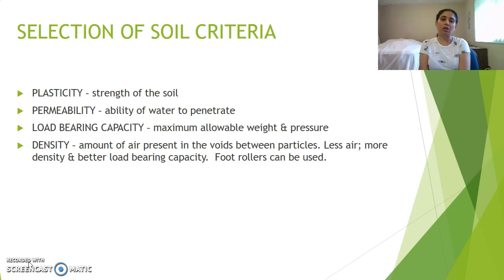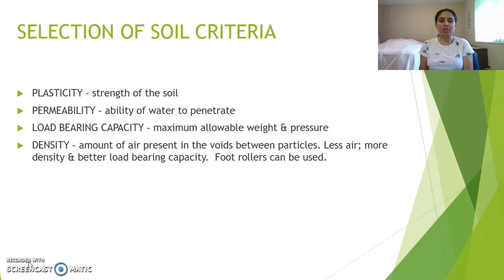The selection of the soil depends on the plasticity, which is the strength of the soil, and can be tested by different types of tests, like the dry test and the strength test. It's basically how hard the soil is. Permeability is the ability of water to pass through the soil. If there is a lot of water in the soil, it's not a good type of soil for construction.